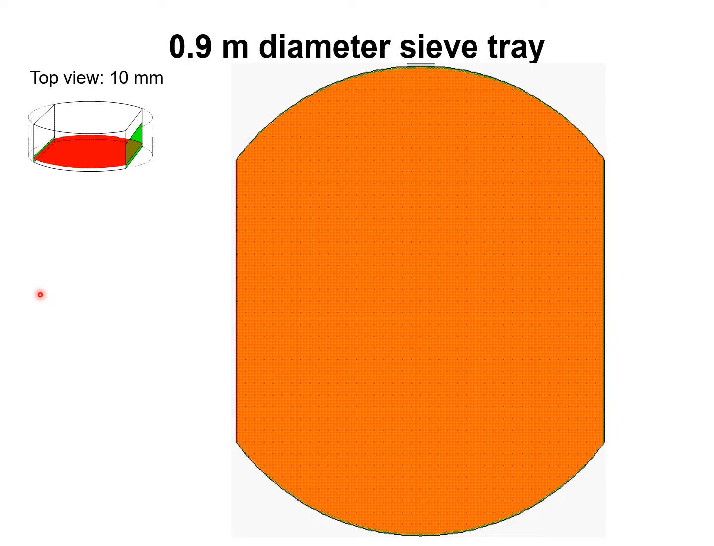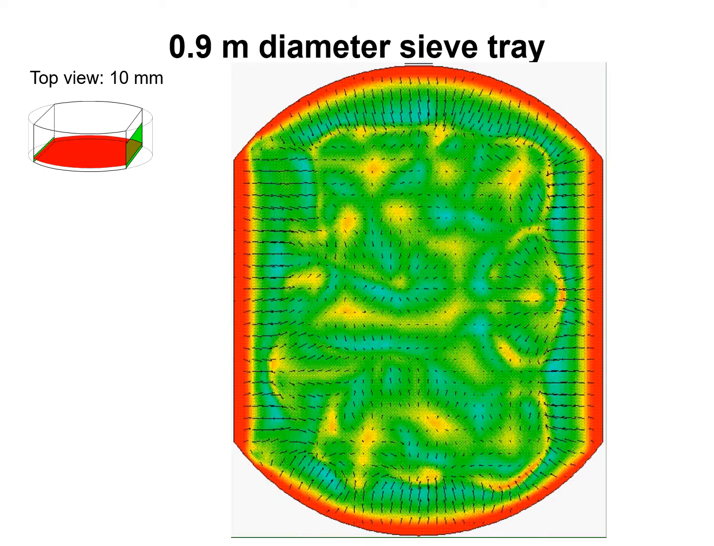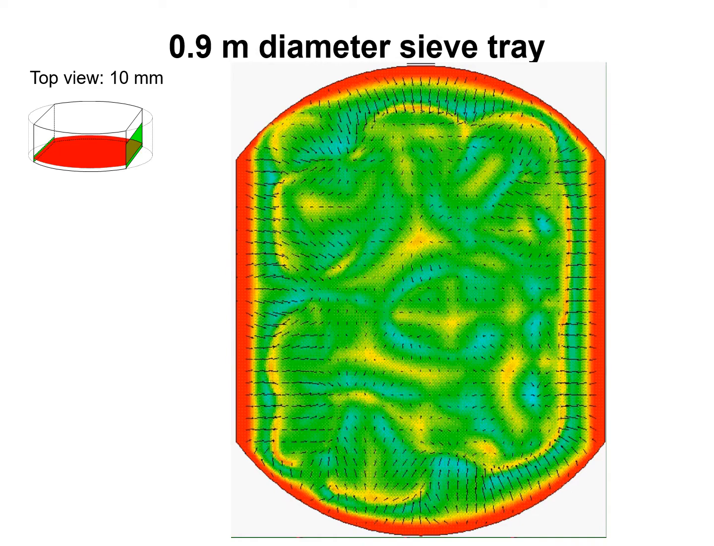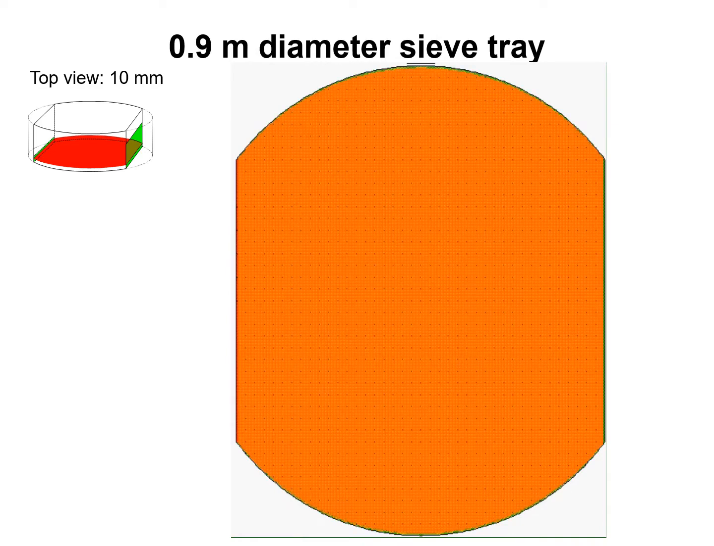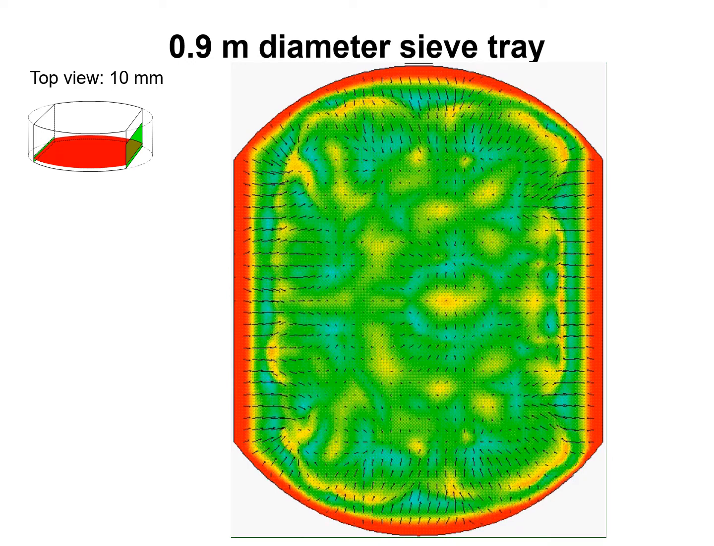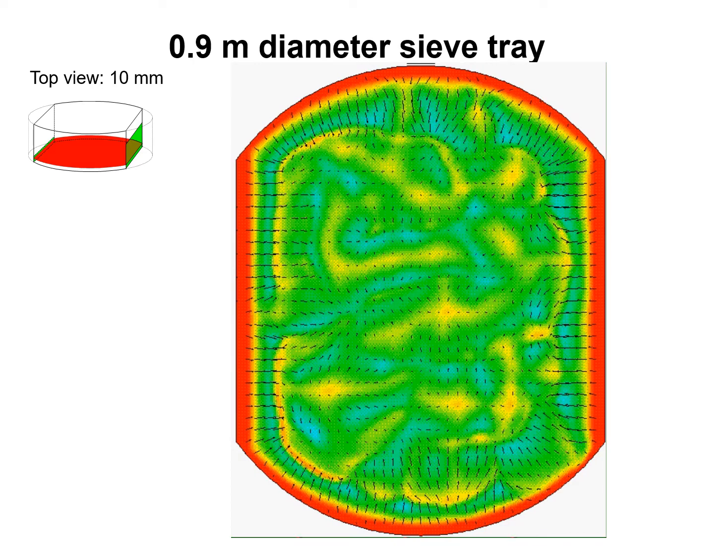Let's have a look at the gas liquid flow from the top at a distance 1 centimeter from the vapor inlet. As for the 30 centimeter diameter column, the liquid is drawn towards the middle and dispersed upwards by the entering vapor.